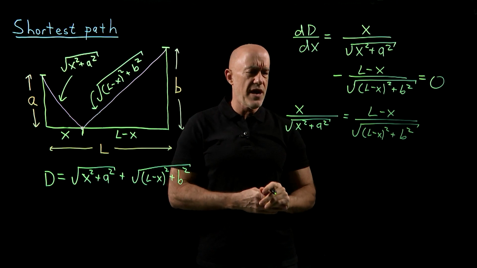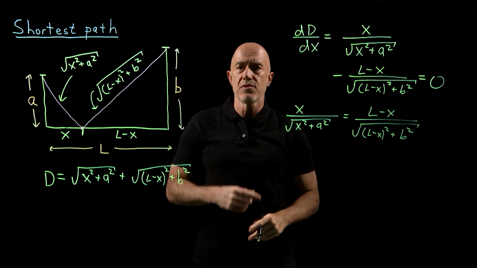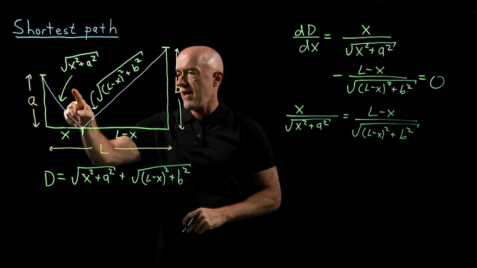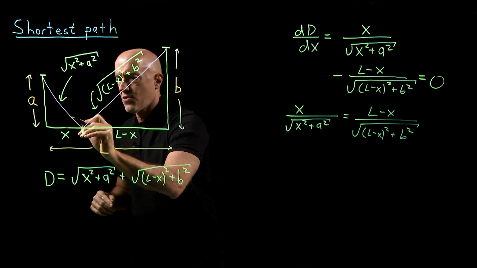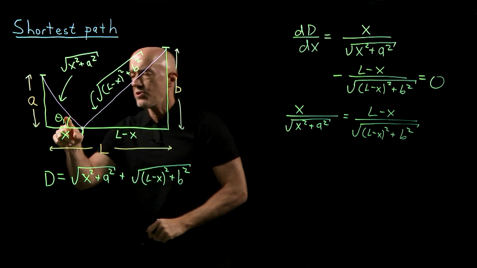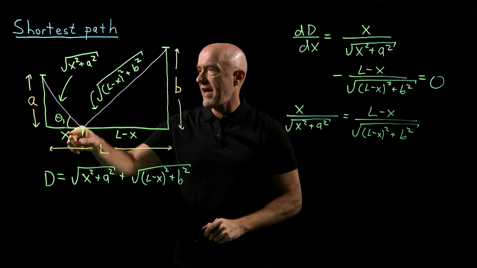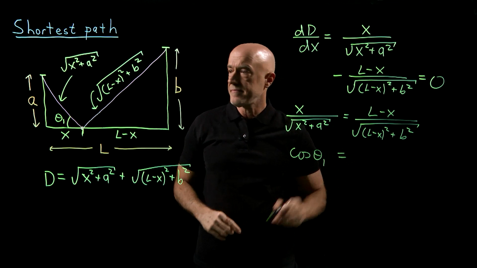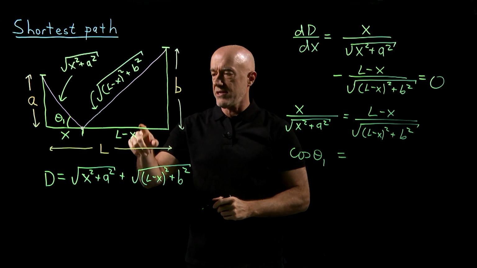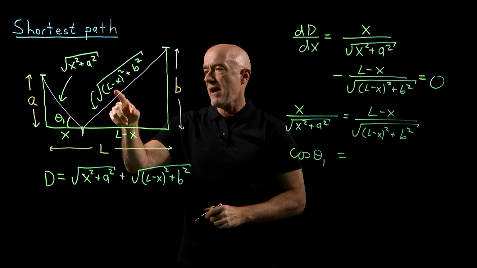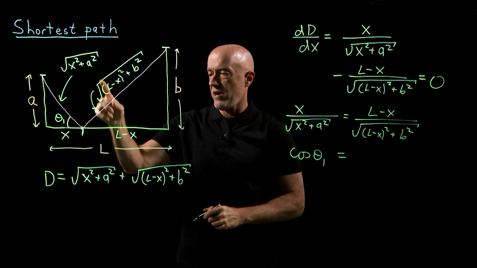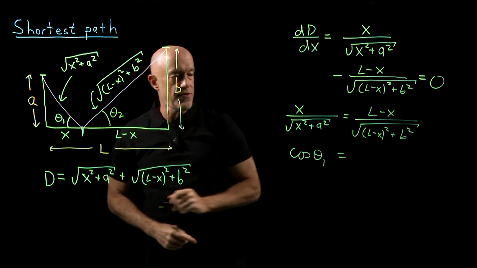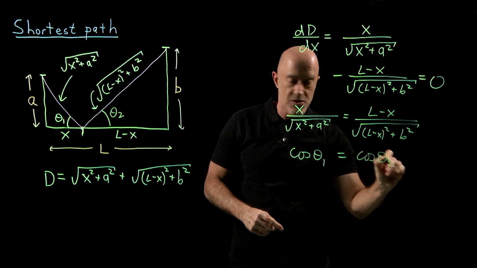So there's an easier way to write this equation. If we look at what is x over square root of x squared plus a squared, we look at this first triangle here. That's this side x divided by this hypotenuse. So if we put an angle here, let's call it theta 1, then the cosine of this angle, theta 1, is the adjacent x divided by square root of x squared plus a squared. So that's just the cosine of the angle theta 1. Likewise, the second term on the right-hand side is this side of the triangle, L minus x, divided by the hypotenuse, the square root of L minus x squared plus b squared. That's the cosine, adjacent over hypotenuse, of this angle. So this angle I can call theta 2. So this is equal to the cosine of theta 2.